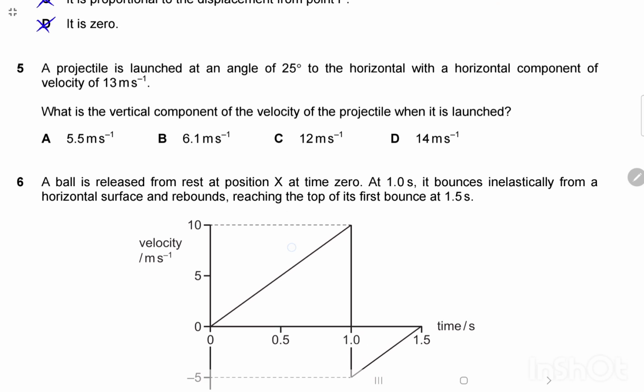Question number 5. A projectile is launched at an angle of 25 degrees to the horizontal with a horizontal component of velocity of 13 meters per second. What is the vertical component of the velocity of the projectile when it's launched?